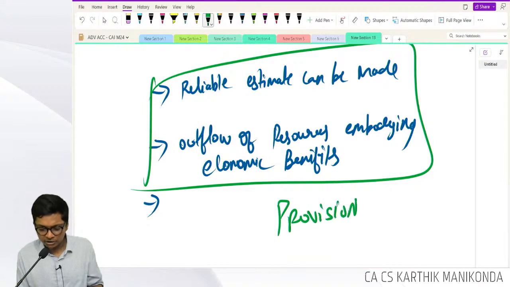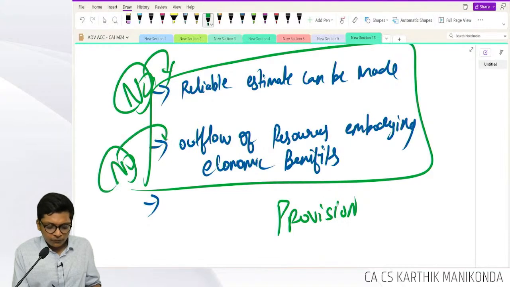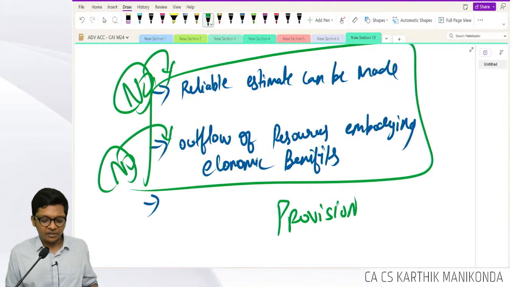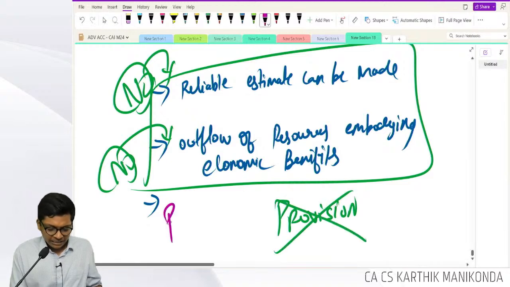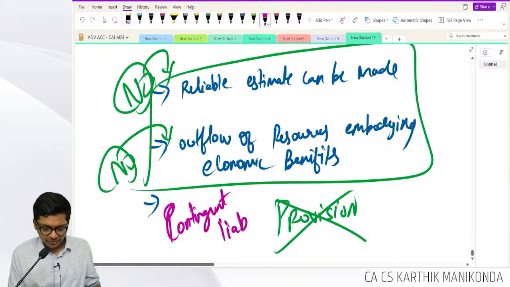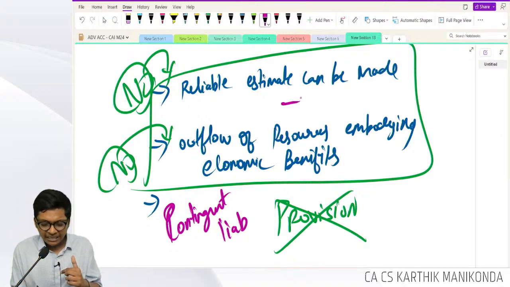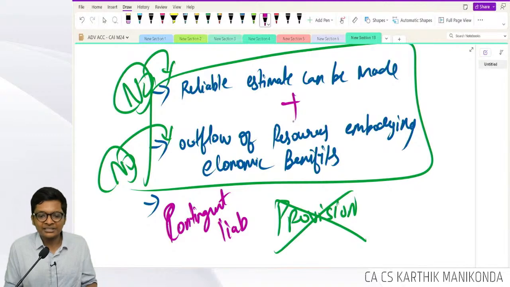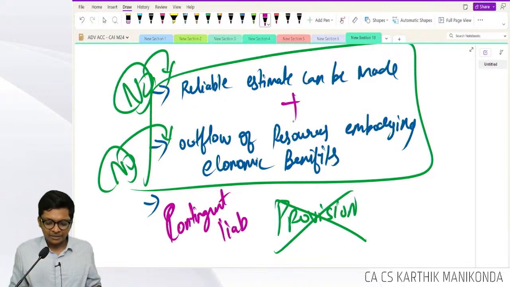I'm focusing on the key points. No reliable estimate can be made, or no outflow of resources embodying economic benefits. Then instead of creating a provision, I will create a contingent liability. So provision is an expense where reliable estimate can be made and there will be outflow of resources embodying economic benefits. Keywords, make a provision. No reliable estimate can be made, no outflow of resources, make a contingent liability.